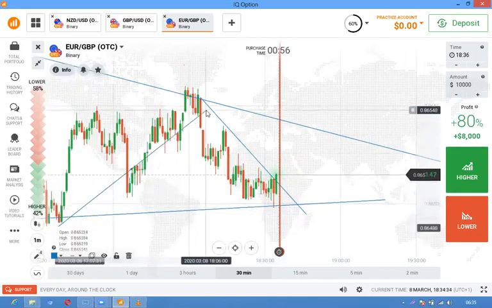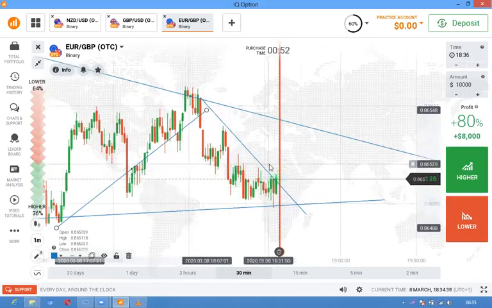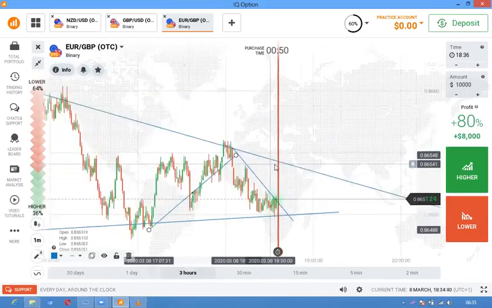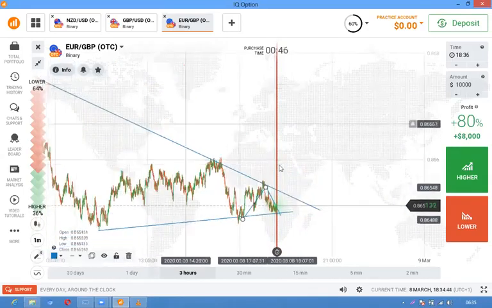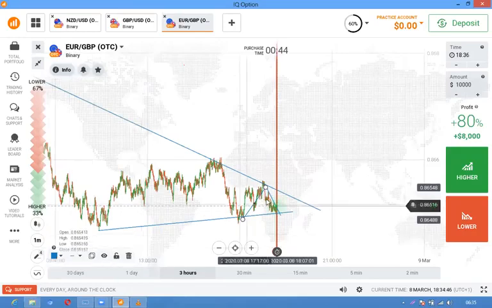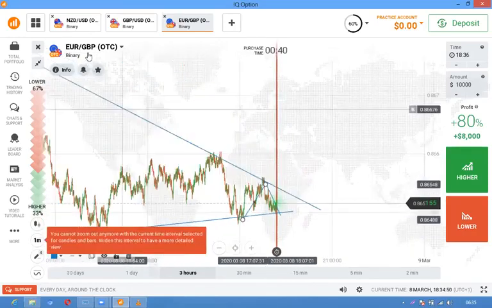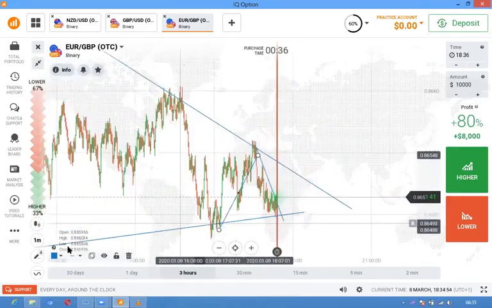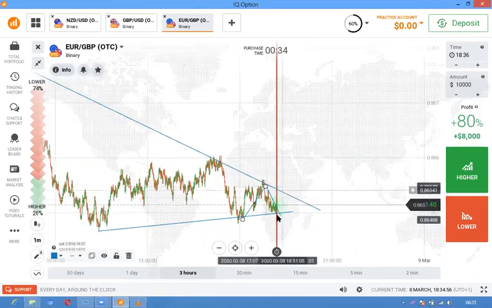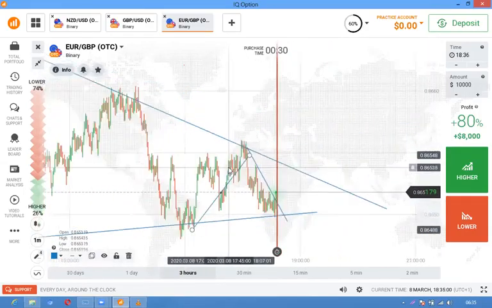So don't get confused. If you see a major downtrend and minor downtrend, the buyers also have their own trend if you want to go with them. Here we have the major downtrend of sellers and the minor downtrend of sellers. Here we have the major uptrend for buyers and the minor uptrend for buyers. So this is how you first analyze.